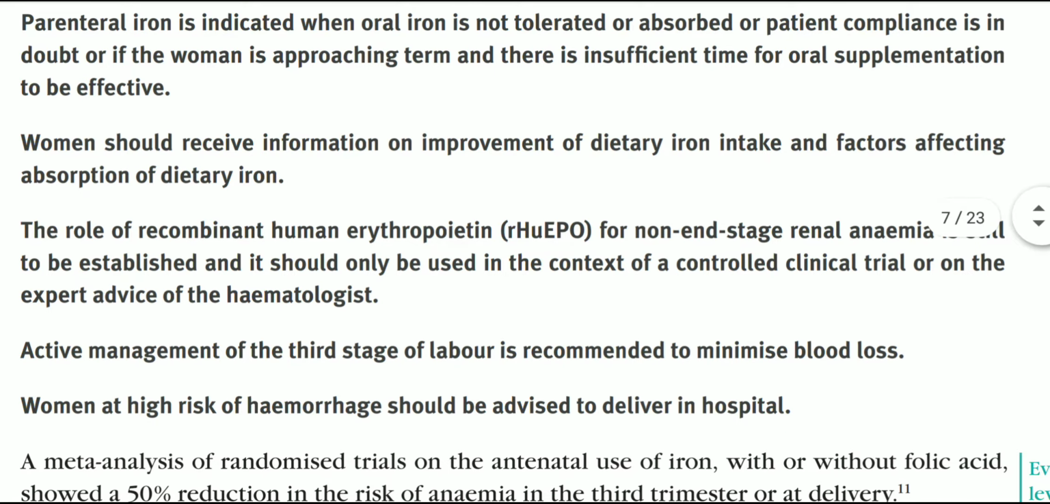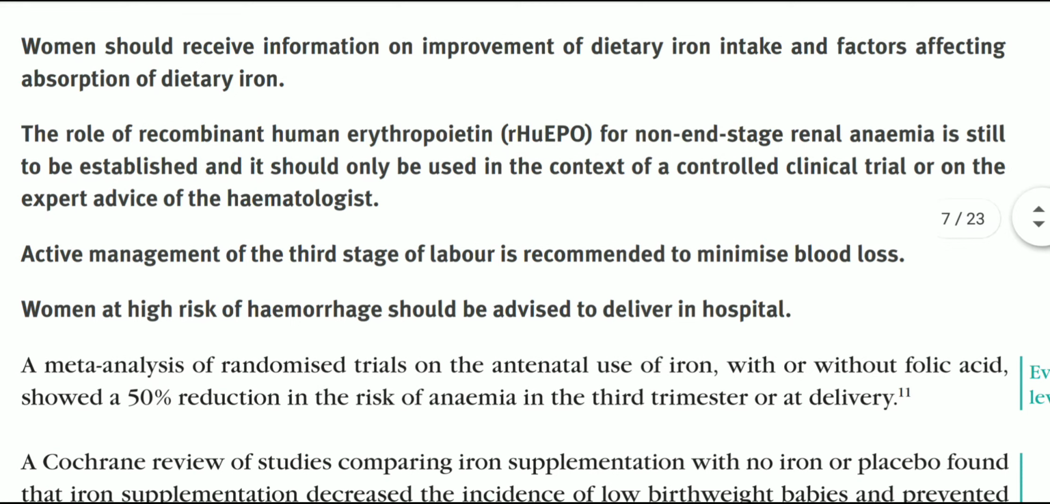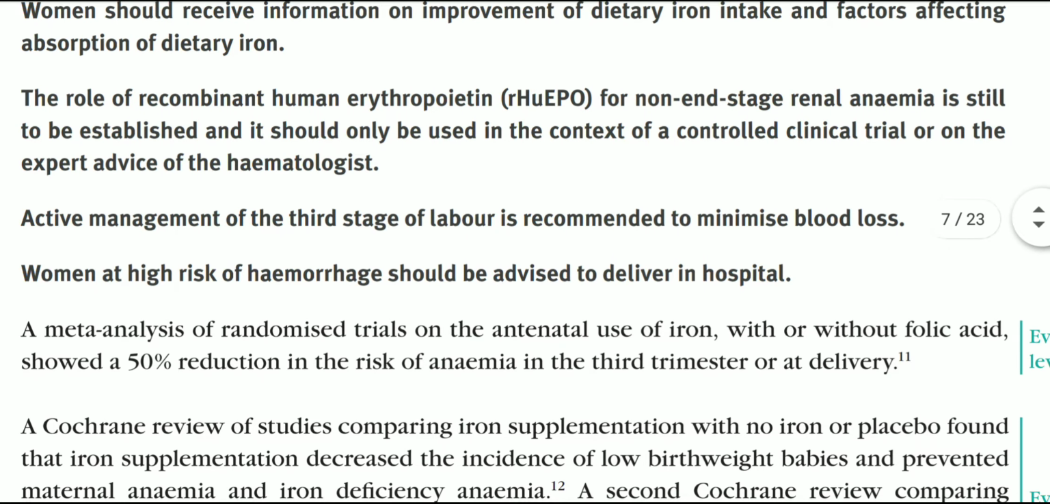Okay, and active management of the third stage of labor is recommended to minimize blood loss, and women at risk of hemorrhage should be advised to deliver in the hospital. So these are a few important things. Now something about iron and folic acid supplements. A meta-analysis of randomized controlled trials on antenatal use of iron, with or without folic acid, showed a 50% reduction in anemia in the third trimester and at delivery. Okay, so if we use oral iron antenatally, that results in a 50% reduction in the risk of anemia in the third trimester.